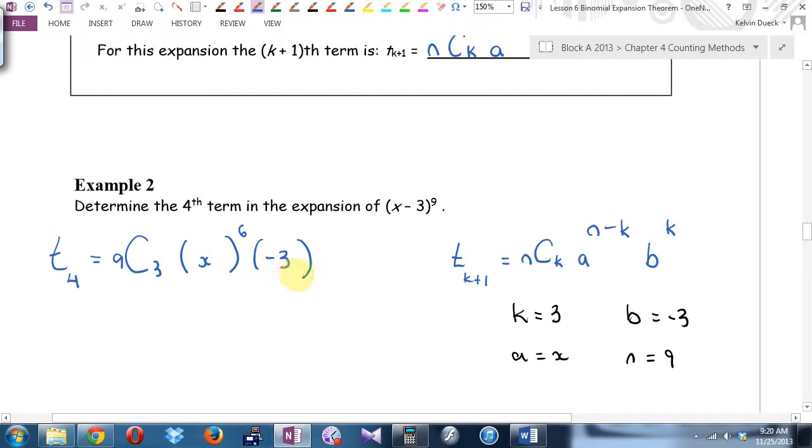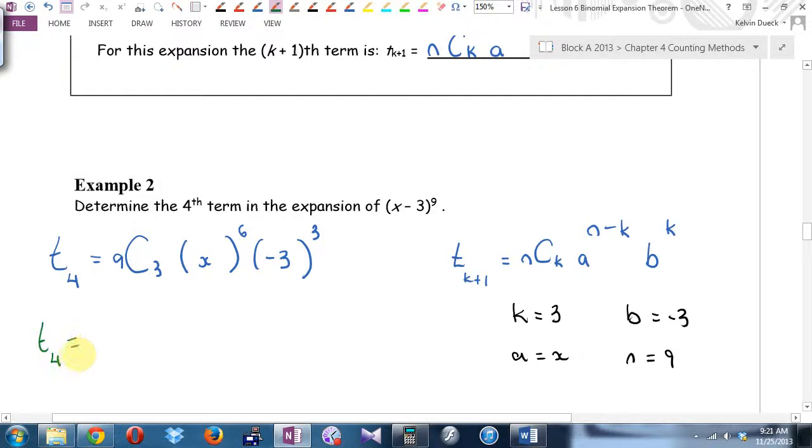Negative 3 to the power of k. That there is going to be the fourth term, once I simplify, once I do the chooses and multiply all the exponents. That's the fourth term. So let's see if we can keep going here.